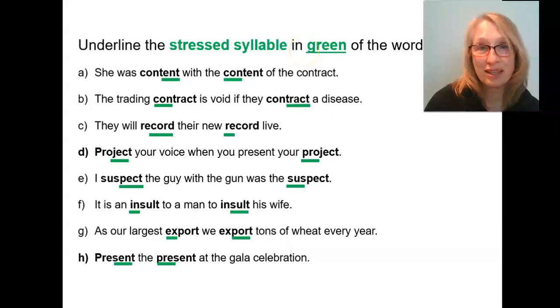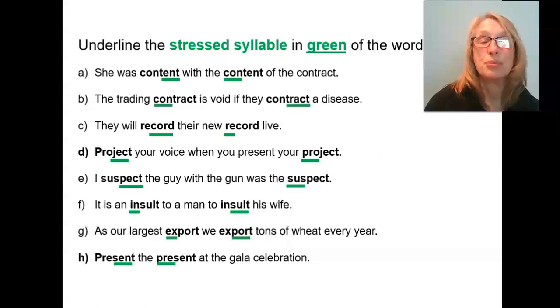We'll say each of these sentences twice. Say them with me. She was content with the content of the contract. The trading contract is void if they contract a disease. They will record their new record live.